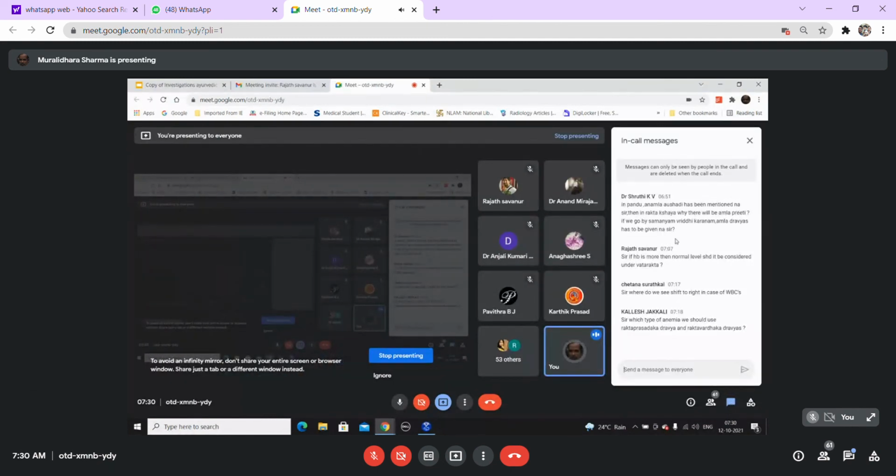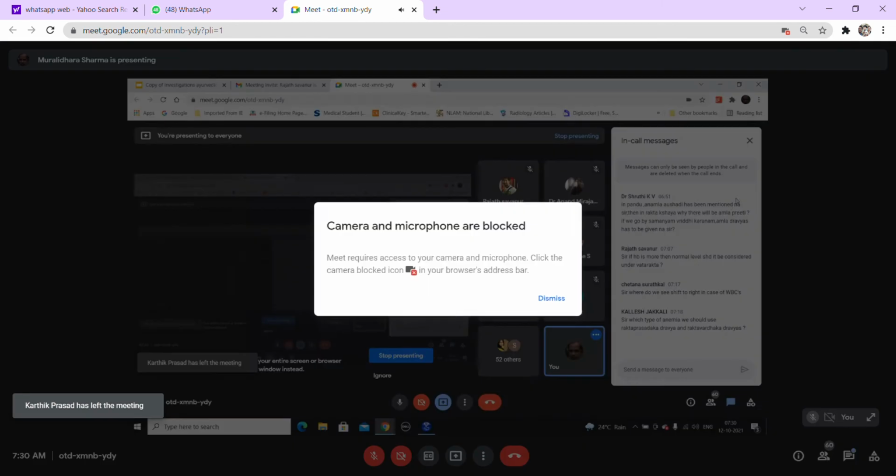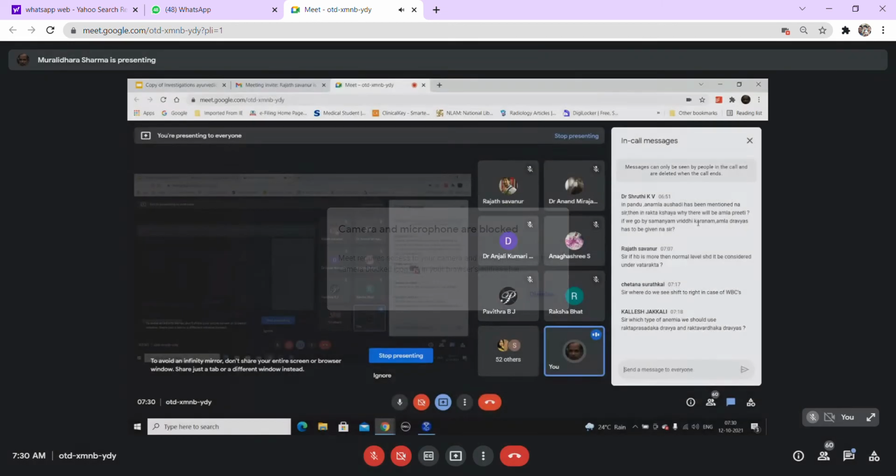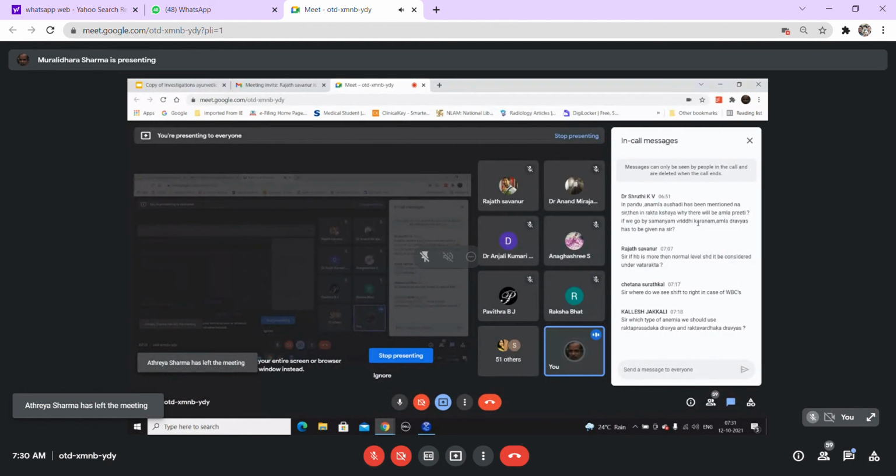There are some questions, like in Pandu, anemia has actually been mentioned as a... I'm not able to make out why there will be amla preeti. That's the question. See, amla preeti is one of the clinical symptoms. Reasons, of course, are quite difficult to make out. The major function of the amla rasa would be to facilitate the rasa dhatu formation. So that could be the reason.